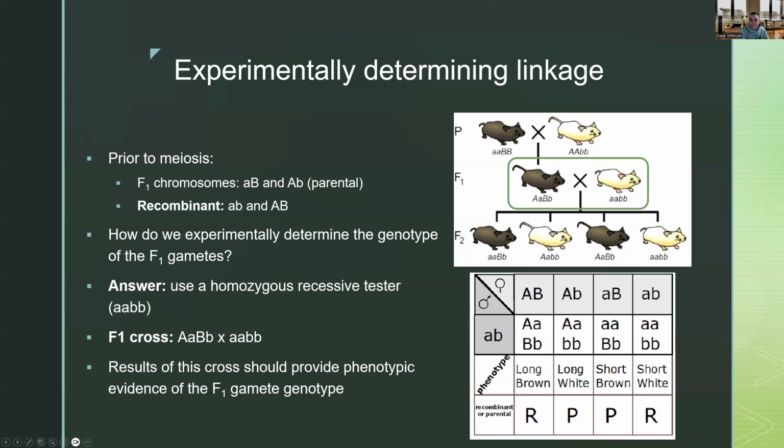Long tail white coat, short tail brown coat, right? Those are the parental gametes that come back out of this cross. The recombinants then would be the opposite of that. Double recessives, okay? And the combination of this, okay?